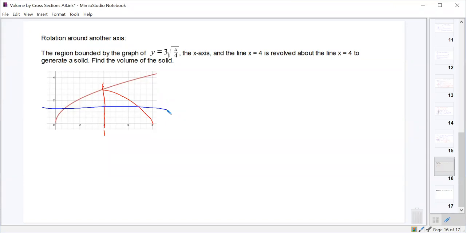So, slicing horizontally. Why slicing horizontally? We get circles, right? Because the axis is vertical, slice horizontally. The axis is horizontal, slice vertically. Is this going to give us rings or circles? Washers, rings, circles, right? It's going to give us circles. So we're just going to do pi times an integral of just a radius squared. And we're going to do it in terms of y.